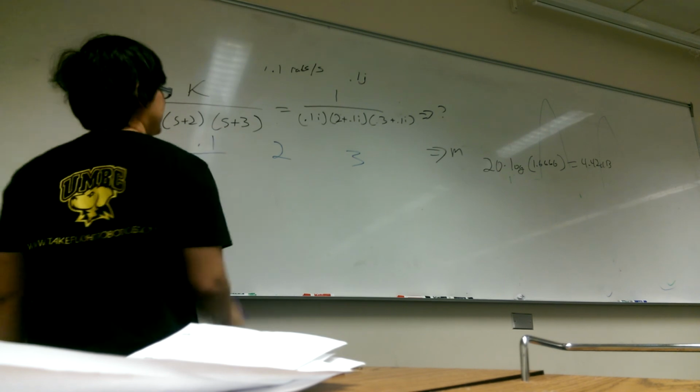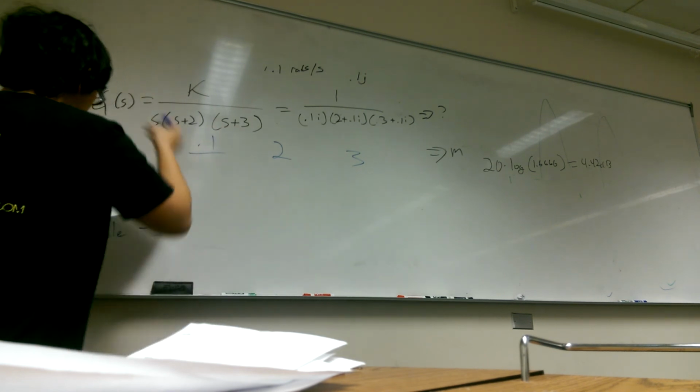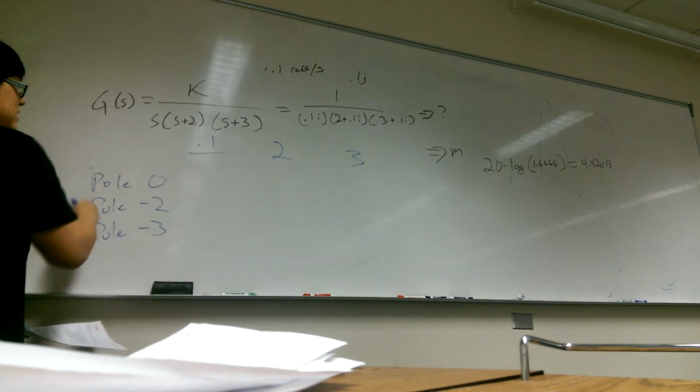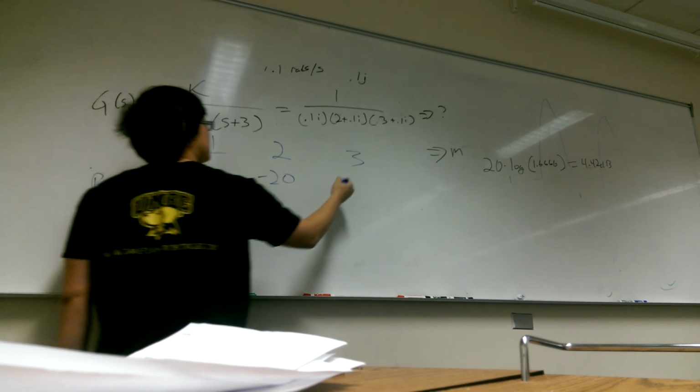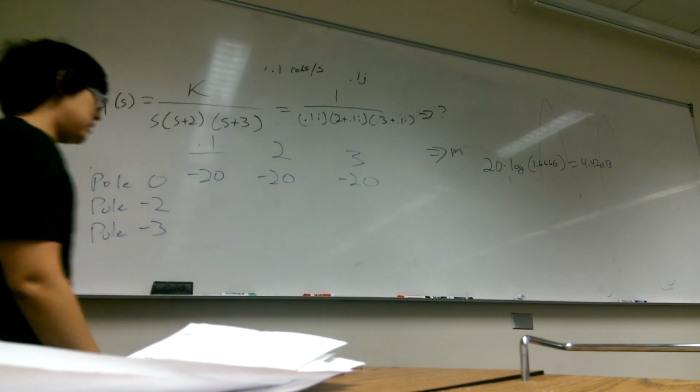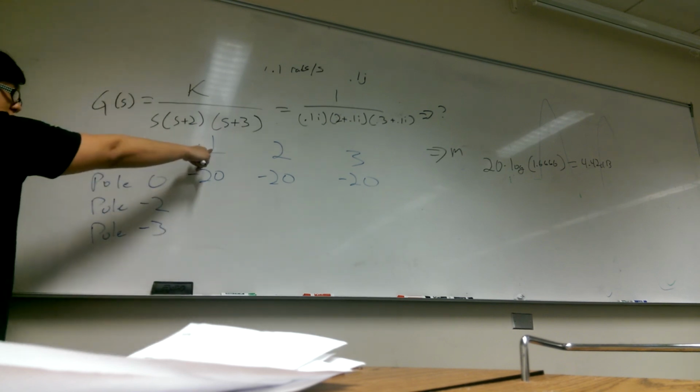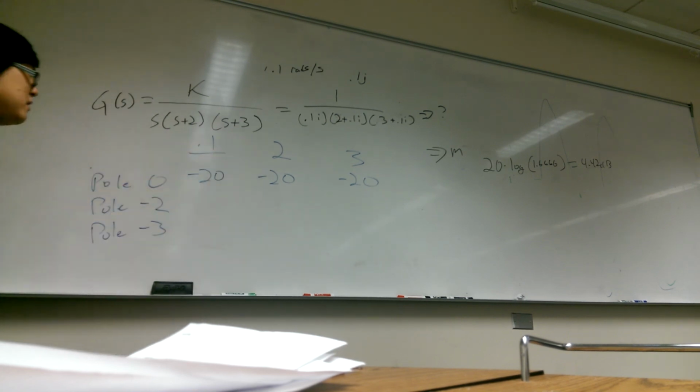I only drew 0.1 here because that's where the graph starts. But anyway, we have a pole at 0, and we know it's going to have an effect of -20 dB per decade throughout the entire Bode plot. It just starts from the beginning. No matter what this number was, it would still be -20 because it affects the entire thing. It's always a slope of -20 dB per decade.